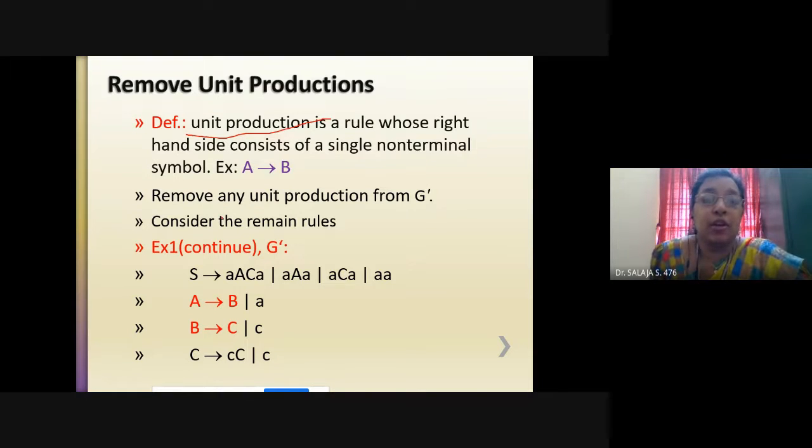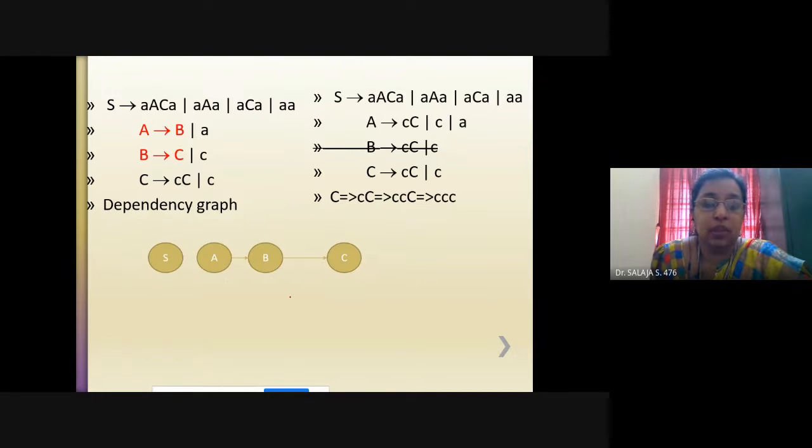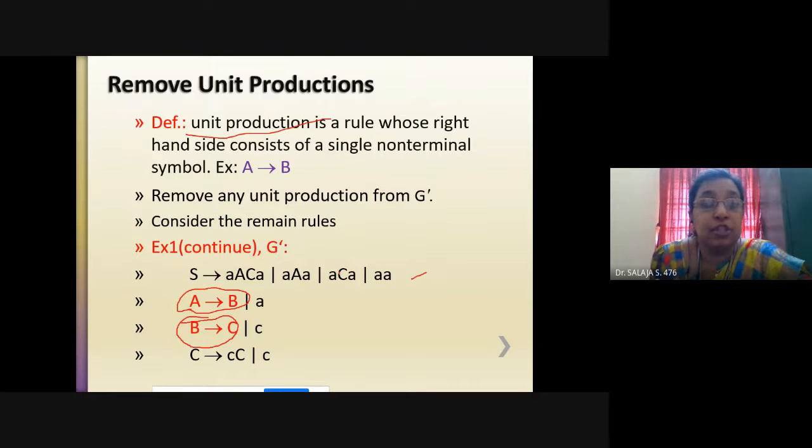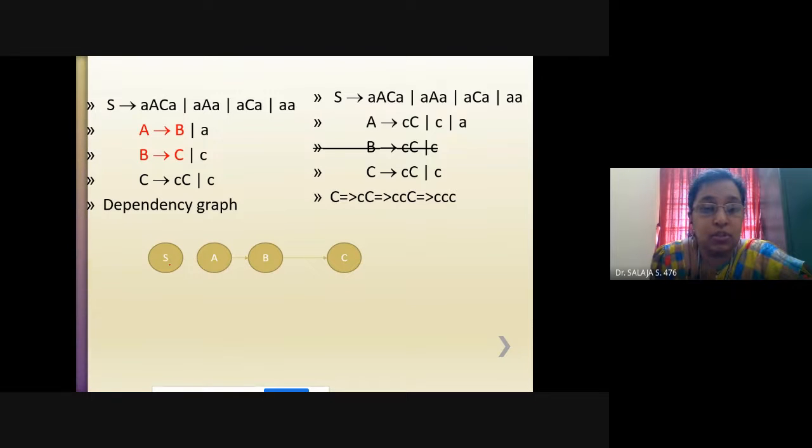Such kind of unit productions has to be removed based on certain substitution. In this case, these are not unit productions, but A produces A, B alone is a unit production, and B produces C is a unit production. So now you have to have a dependency graph, which denotes the unit production. So what is the dependency graph which denotes unit production?